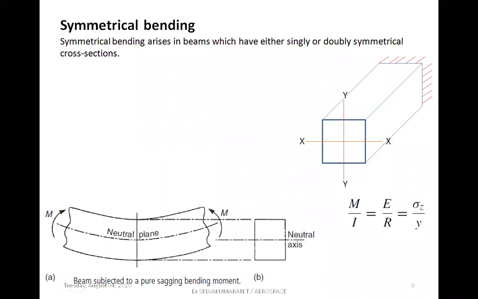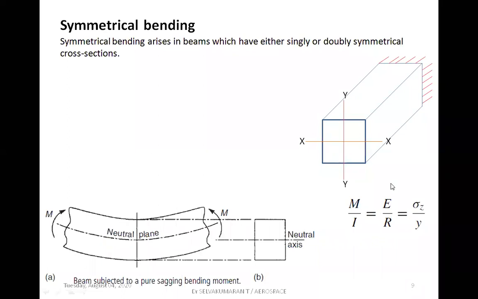So now let us come to symmetrical bending. What is symmetrical bending? For example, here I've shown a cantilever beam with some symmetric section. Let the cross section be, for example, a square or a rectangle or an I section, whatever it is. And this is the very familiar bending stress expression that we studied in solid mechanics: M by I is equal to sigma B by Y is equal to E by R, where M is the maximum bending moment, I is the moment of inertia, E is the Young's modulus, R is the radius of curvature, sigma B is the bending stress, and Y is the distance from the neutral axis to the element that we are considering, or to the outermost fiber.